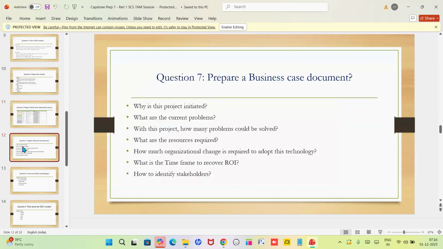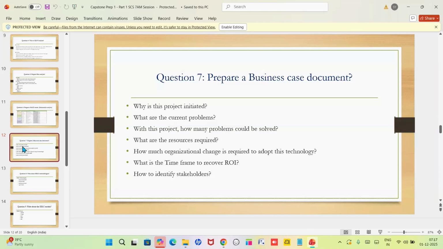And coming to the seventh question, it is to prepare a business case document. In this business case document, we are going to find out why this project was initiated, and what are the current problems we are having in that application. With this project, how many problems could be solved? What are the issues we are facing, and how many of those issues are we going to solve? What are the resources required, how much organizational change is required to adopt this technology, what is the time frame to recover ROI, and how to identify stakeholders. In this way, we need to prepare a business case document to know about that project.